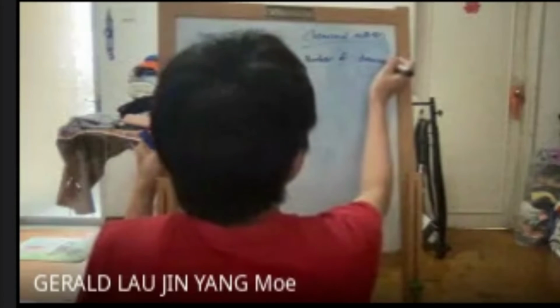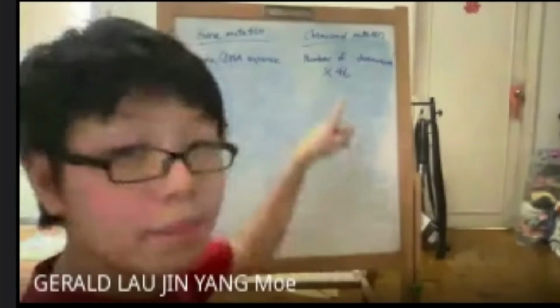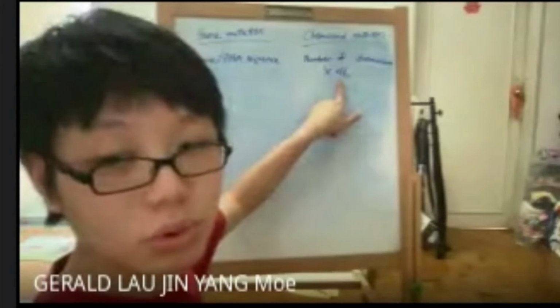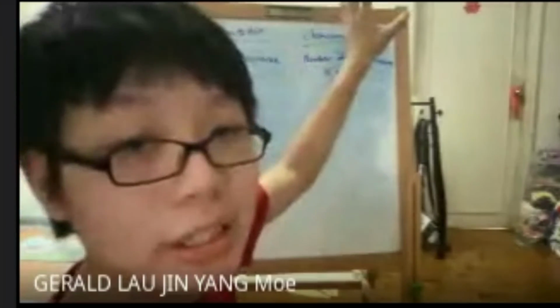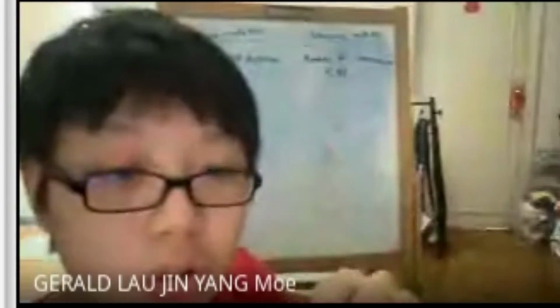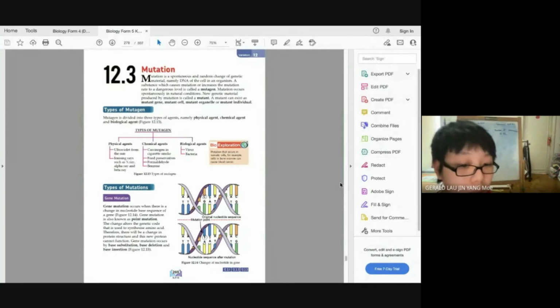So it means you will not have 46 chromosomes. Something will definitely go wrong here. This is chromosomal mutation. Gene mutation affects the gene or DNA sequence. Now we look at gene mutation first. Gene mutation is also known as point mutation. There are three types: base substitution, base deletion, base insertion.